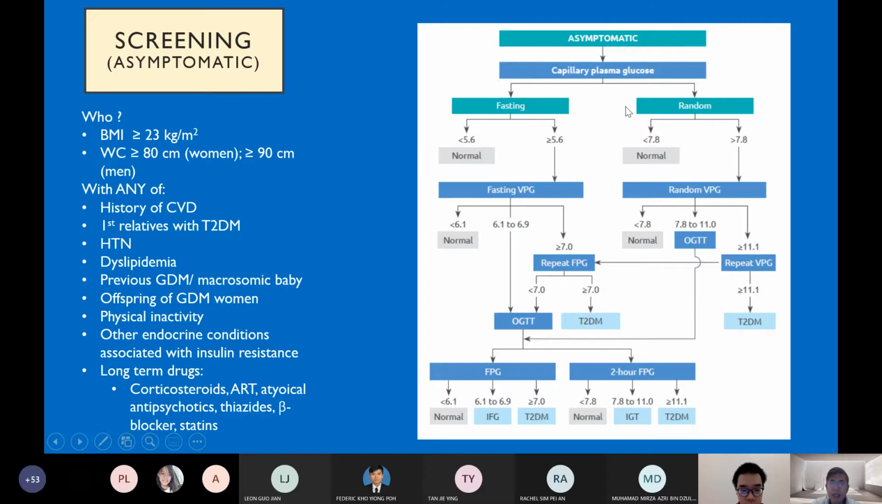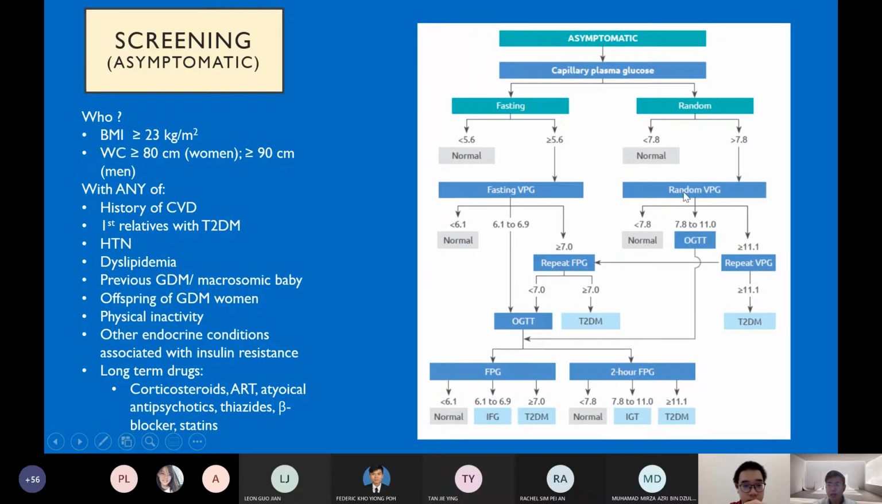For asymptomatic people, it's a bit more complicated. Because they're asymptomatic, we need to think of their risk factors. These are a host of risk factors that we need to consider. I may not go through every single one of these, but I'm sure you have read about them. Positive family history mainly, and amongst women, previous history of GDM. Any offspring of GDM women, all these are risk factors of diabetes. And if they have a BMI of more than 23 kg per meter square, or a waist circumference of more than 80 cm for women and more than 90 cm for men.